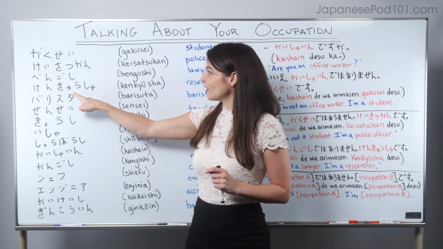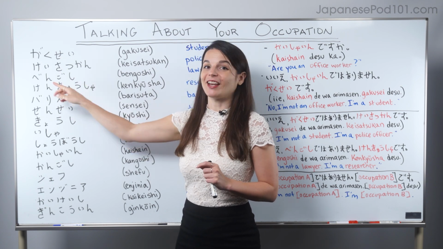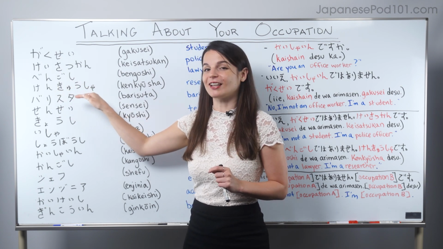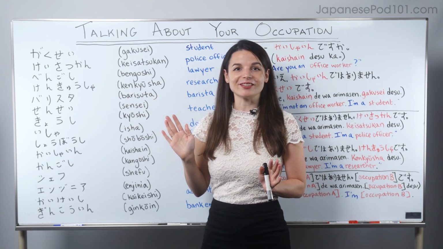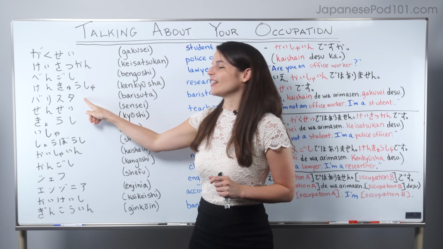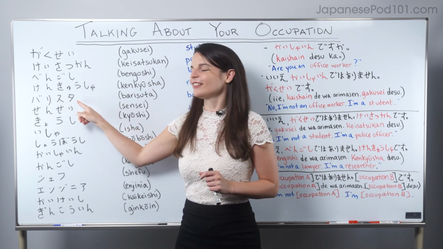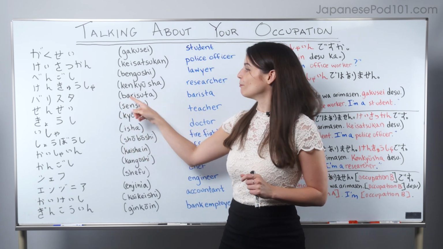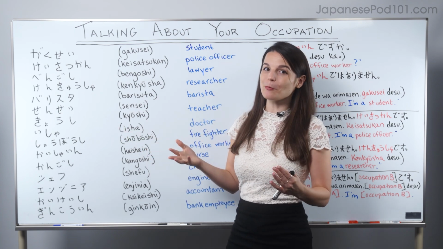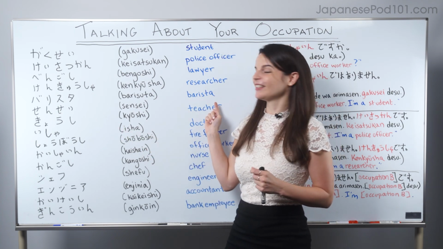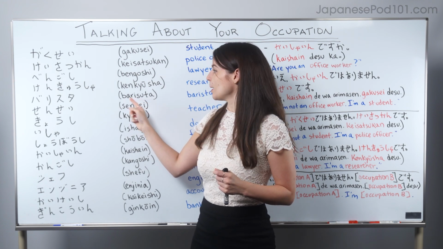In this word, please note this long U sound. So not 研究者 with a short U, but 研究者 with a long one. Make sure that U sound is very long. Okay, next one in katakana here is barista. This word means barista. It sounds a lot like the English word barista, right? So this one is hopefully easy to remember. Make sure you have this oo syllable.